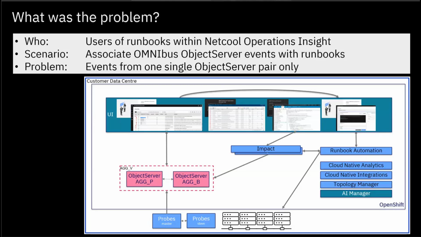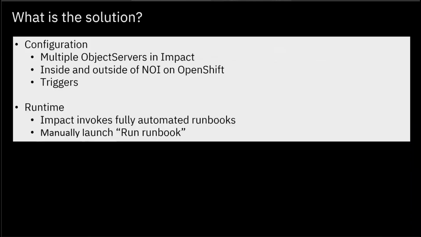So moving on to the solution, that would need to introduce some configuration so that we are able to configure multiple object servers in Impact, first of all. And those object servers can reside inside and outside of NOI on the OpenShift cluster. So with that, Impact can consume events from a much larger set of event sources.